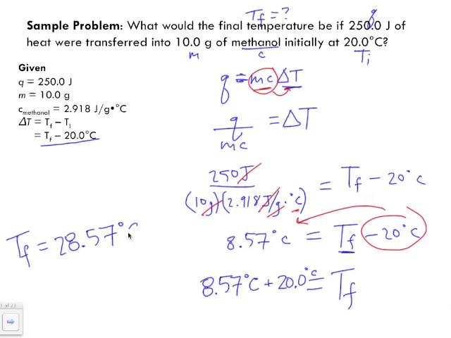0.57 degrees Celsius. But I only want 1 decimal place, right? Because 1 decimal place is my least number of significant digits. So I'm going to look at the number I'm going to ignore, and my final temperature is going to equal 28.6 degrees Celsius. So therefore, the final temperature for this heat question would be 28.6 degrees Celsius for methanol.